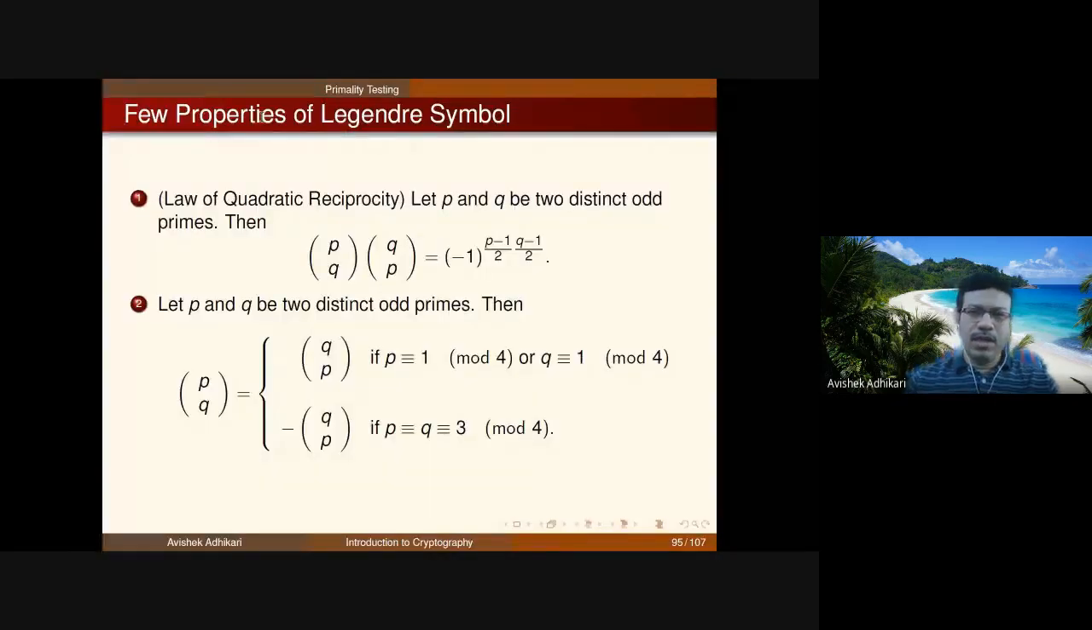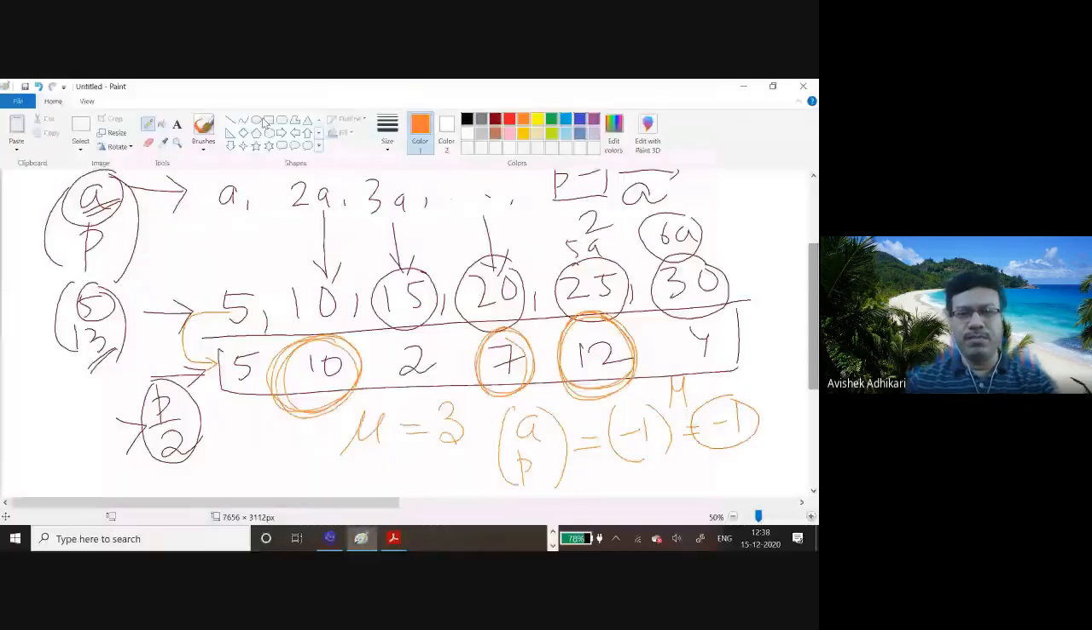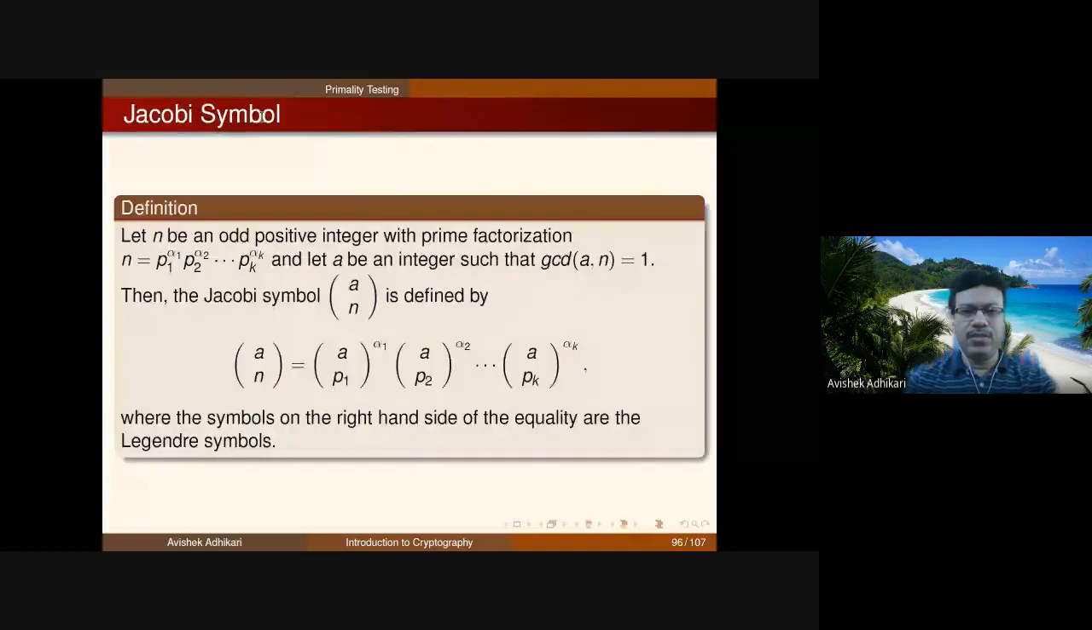Okay. So that's almost the end of this part. But now we want to use these results in primality testing. There, the Legendre symbol will not be sufficient, but based on the Legendre symbol, some extra symbols will be required, and that we call the Jacobi symbol. So the question is, what is the Jacobi symbol? You can think of the Jacobi symbol as a kind of generalization of the Legendre symbol.